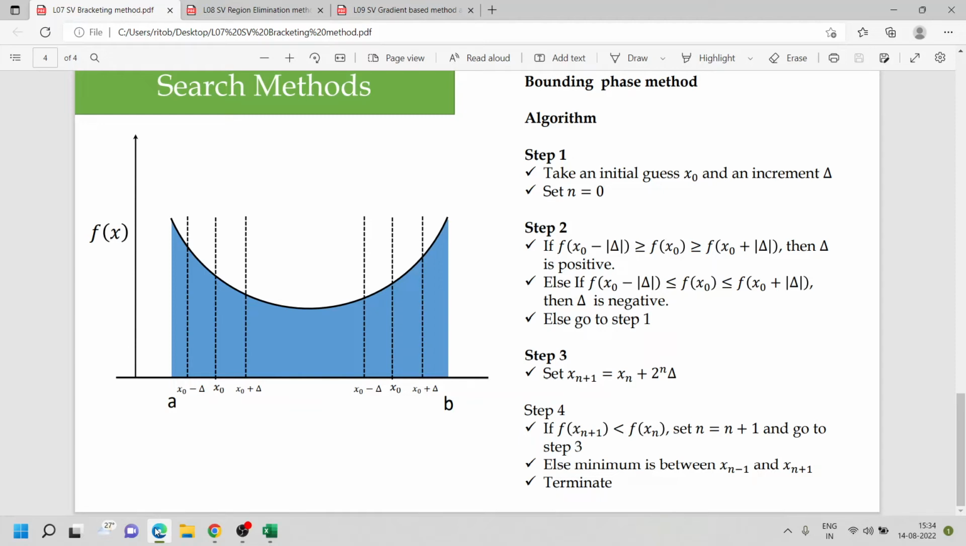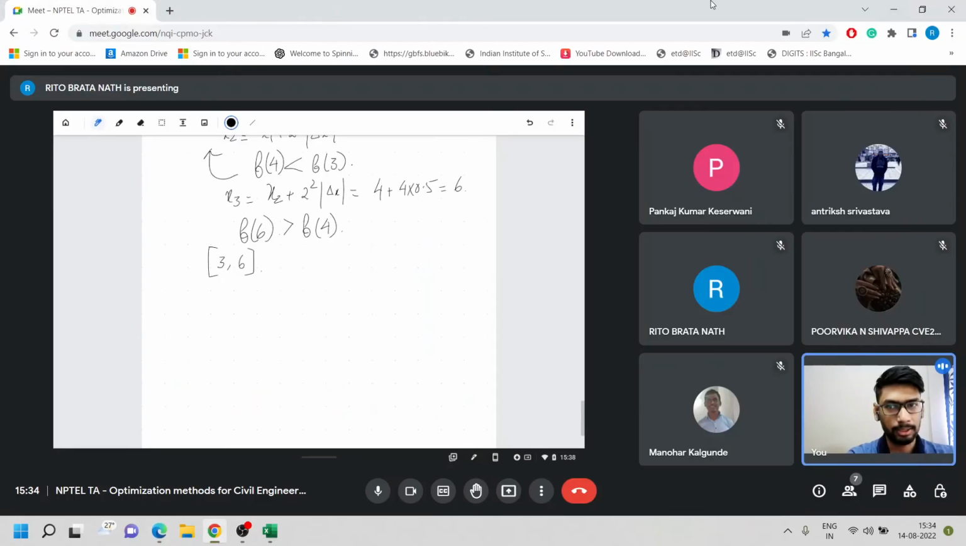So now you can say for certain that the minimum lies somewhere in the interval 3 to 6. You can further shrink this interval by taking some initial guess in this interval, and also taking a lesser value of delta, and try to shrink it further. So that's the idea behind this method. I think it's clear now to you, probably.